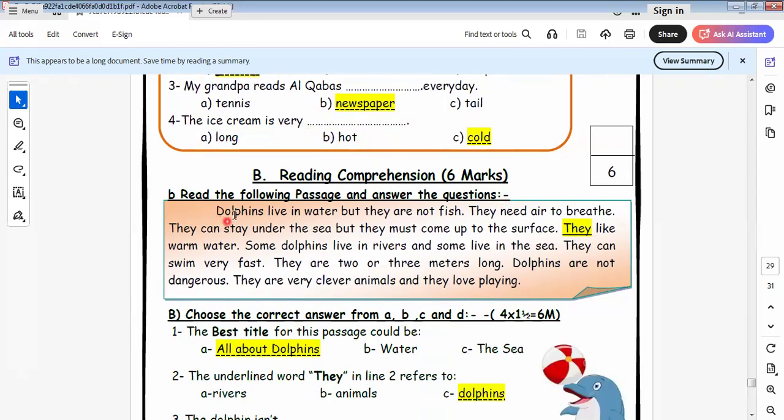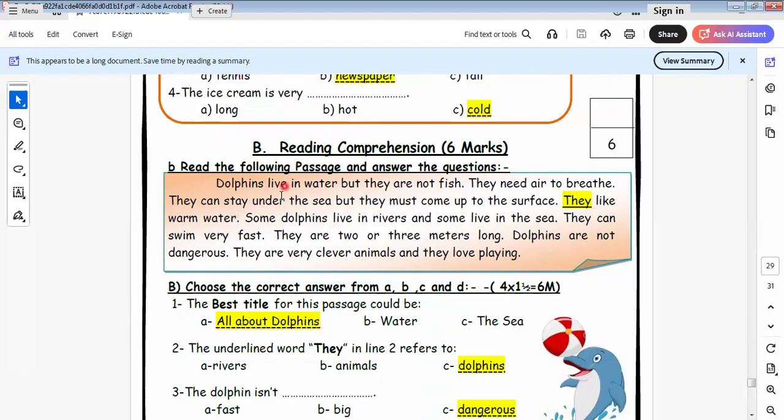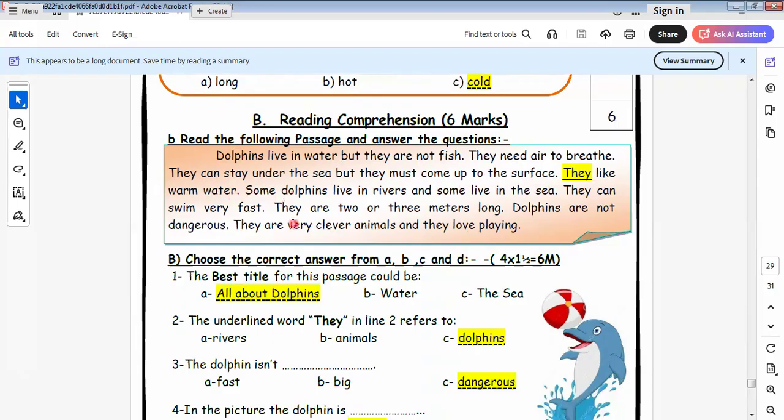Let's read this text together and answer the question below. Dolphins live in water, but they are not fish. They need air to breathe. They can stay under the sea, but they must come up to the surface. They like warm water. Some dolphins live in rivers and some live in the sea.